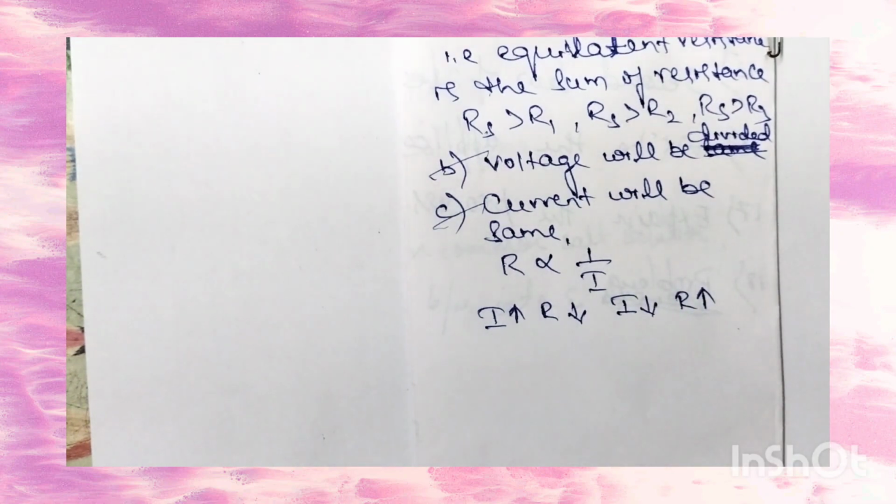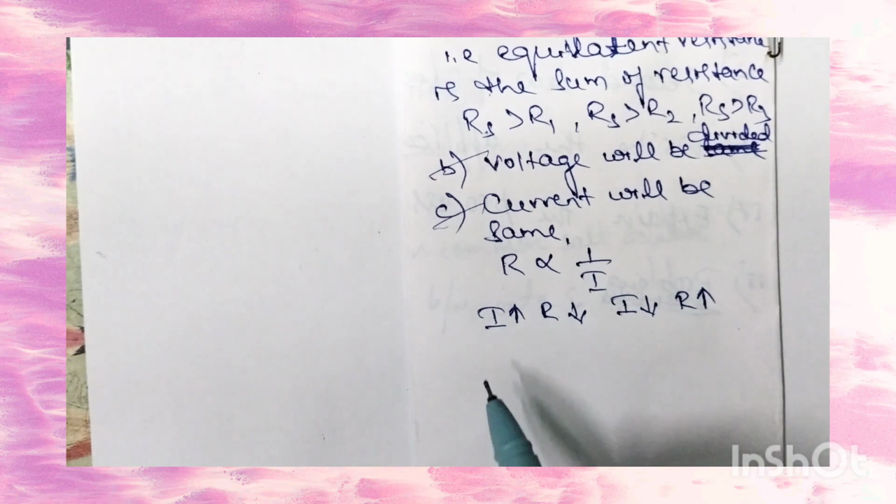So this is the relationship between current and the resistance. Current is inversely proportional to resistance. As the resistance increases, current decreases. As current decreases, resistance increases.